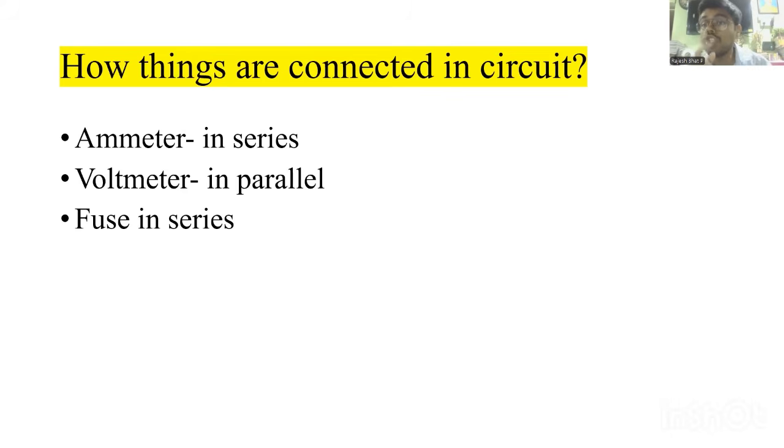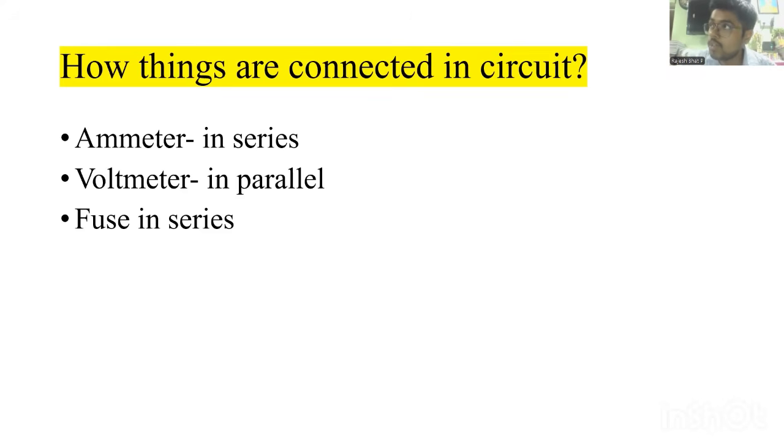Okay. Then how should we place it? The person who will sacrifice is a primary person. Can you keep it in parallel? If you keep it in parallel, current will find different paths. We want only one path. We need a single route. That is your fuse. So fuse is always connected in series.